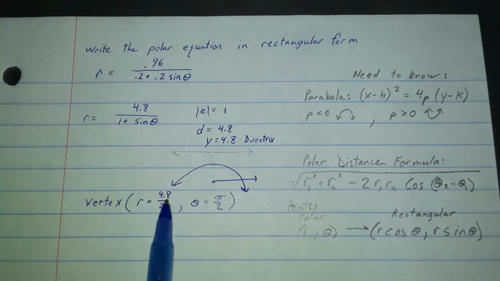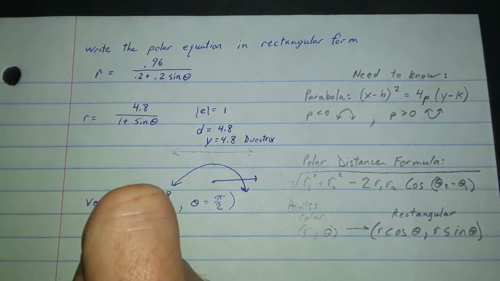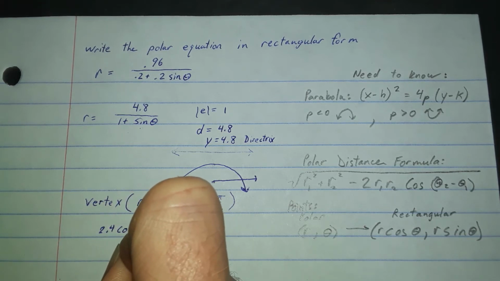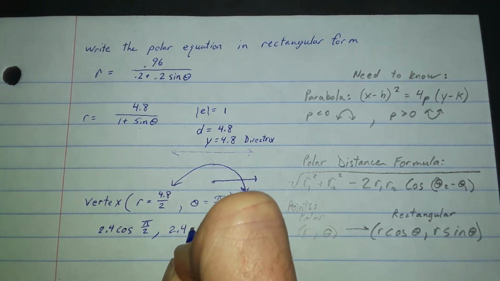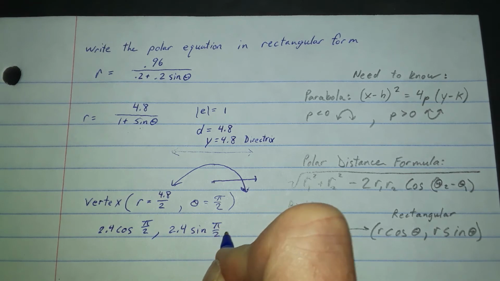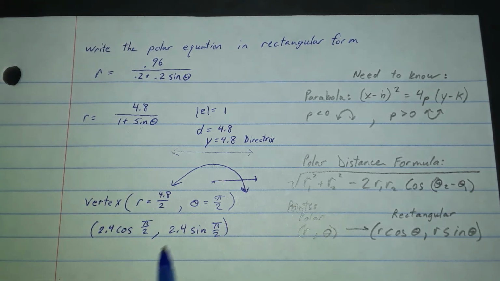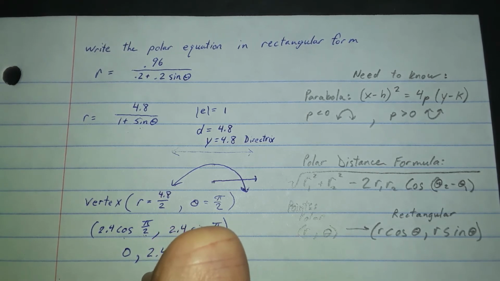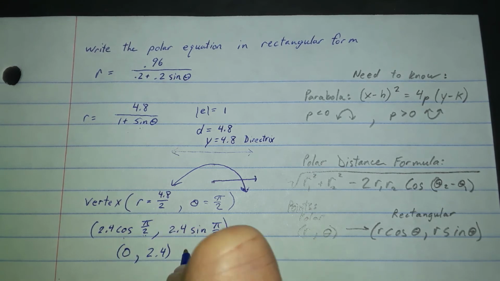So 4.8 divided by 2 is 2.4, so I'm going to have 2.4 cosine of pi halves, and then 2.4 sine of pi halves. And this will be the vertex in rectangular form. So the rectangular vertex, when we simplify this: cosine of pi halves is 0, 0 times 2.4 is 0. Sine of pi halves is 1, 1 times 2.4 is 2.4. So this is our rectangular vertex.